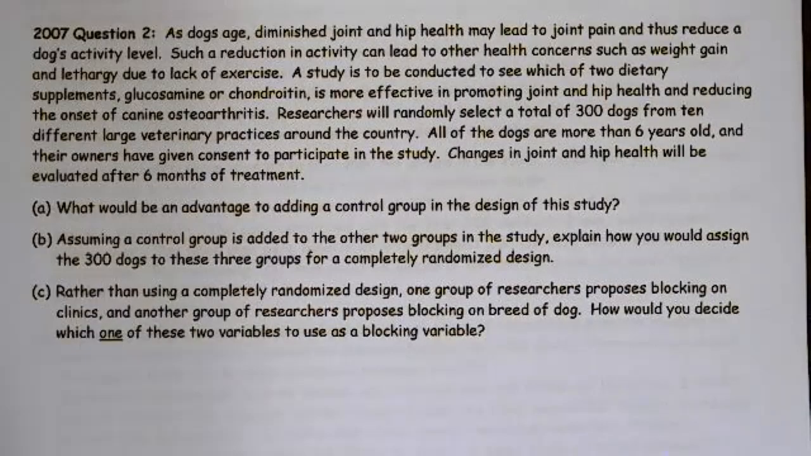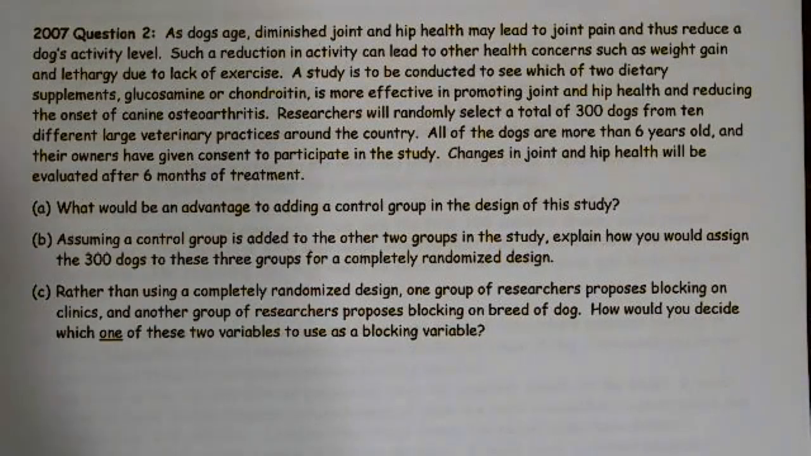So, as dogs age, diminished joint and hip health may lead to joint pain and thus reduce a dog's activity level. Such a reduction in activity can lead to other health concerns such as weight gain and lethargy due to lack of exercise. Maybe Mr. Spencer's a dog. A study is to be conducted to see which of the two dietary supplements, glucosamine or chondroitin, is more effective in promoting joint and hip health and reducing the onset of canine osteoarthritis.